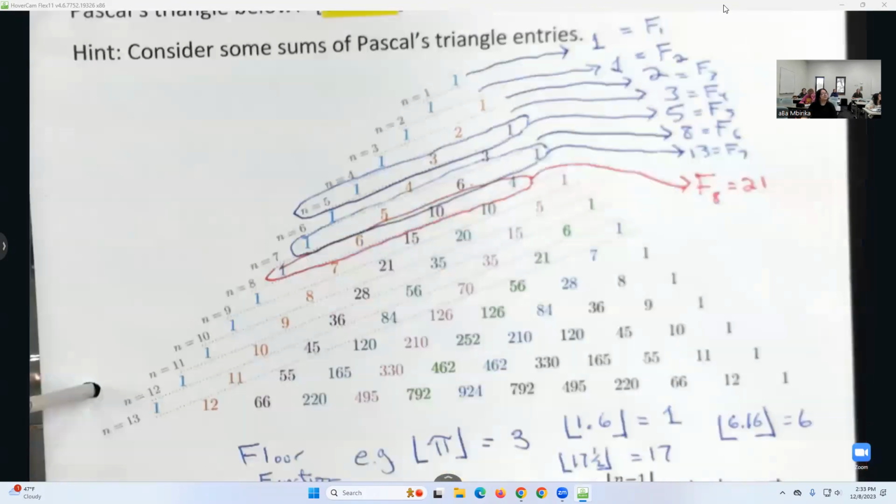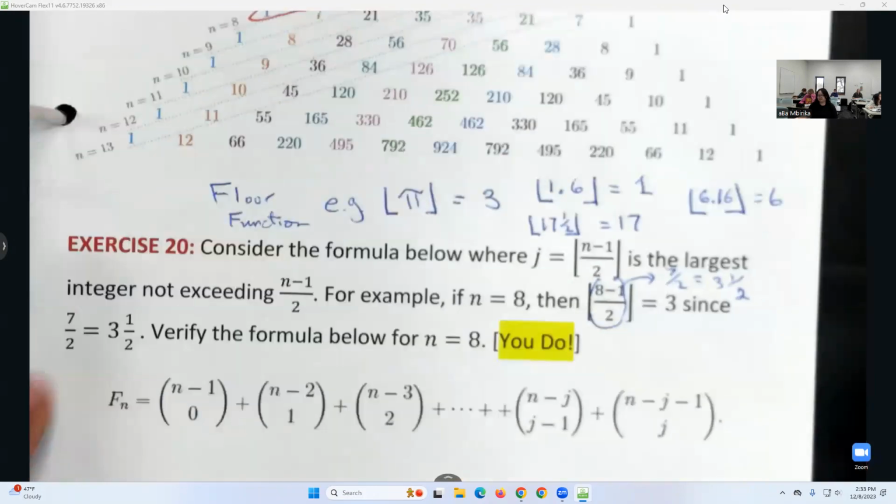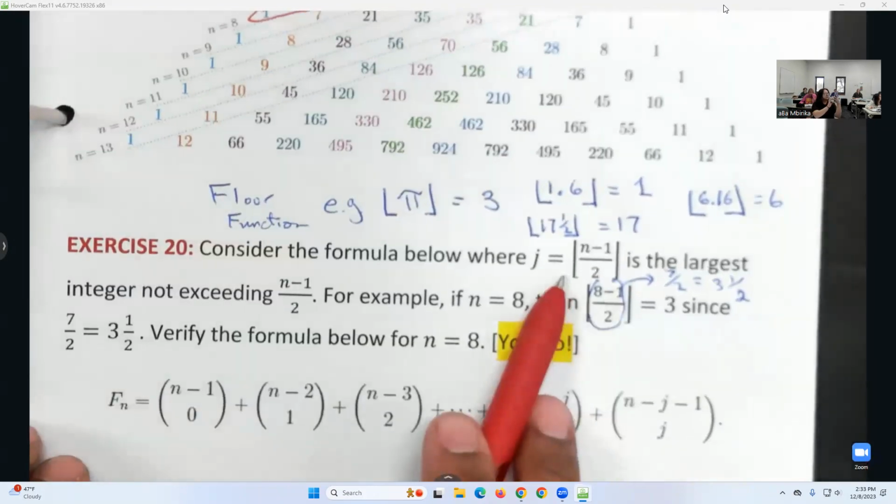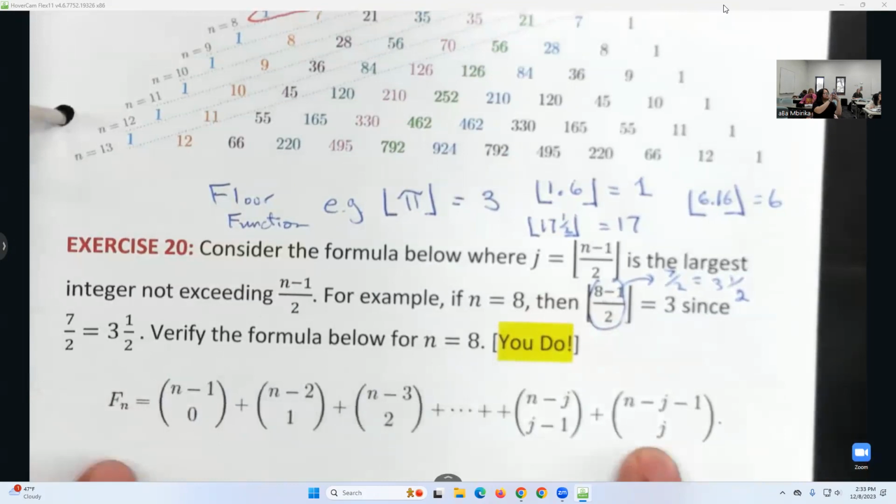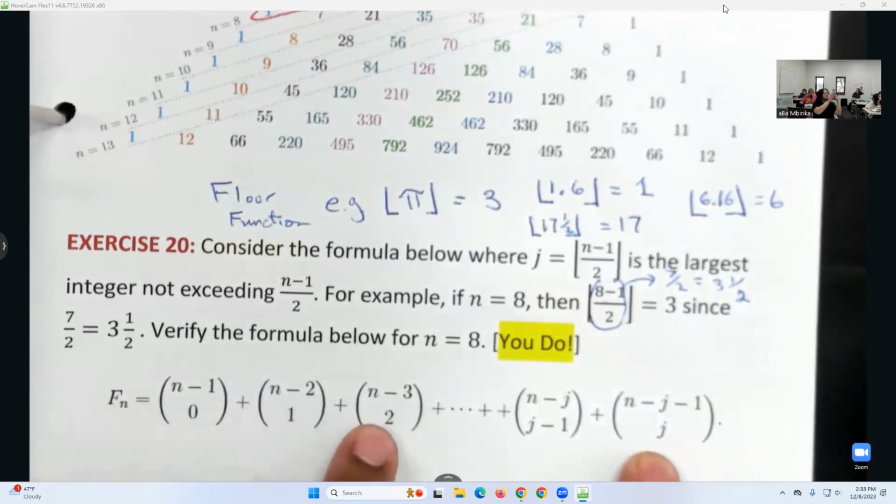That's what we're hoping to get. Okay, so let's look at this thing. J is 3, so we stop at 3. So we go 0, 1, 2, etc., all the way up to 3 at the bottom here.